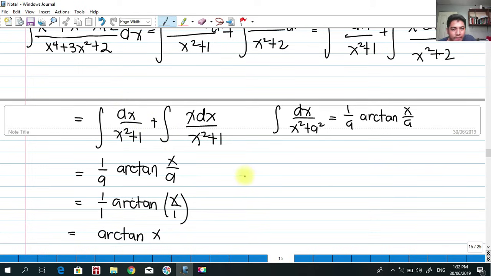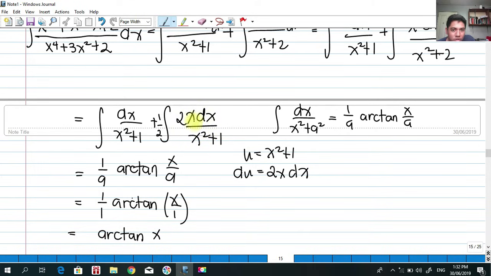How about the second? For the second one, we can integrate this by letting u as x squared plus 1. If you get the du, that is 2x dx. As you can see, we have x dx here, so we can offset the 2 by putting 1/2 outside of the integral, so that we would be able to say that this is an ln of x squared plus 1.